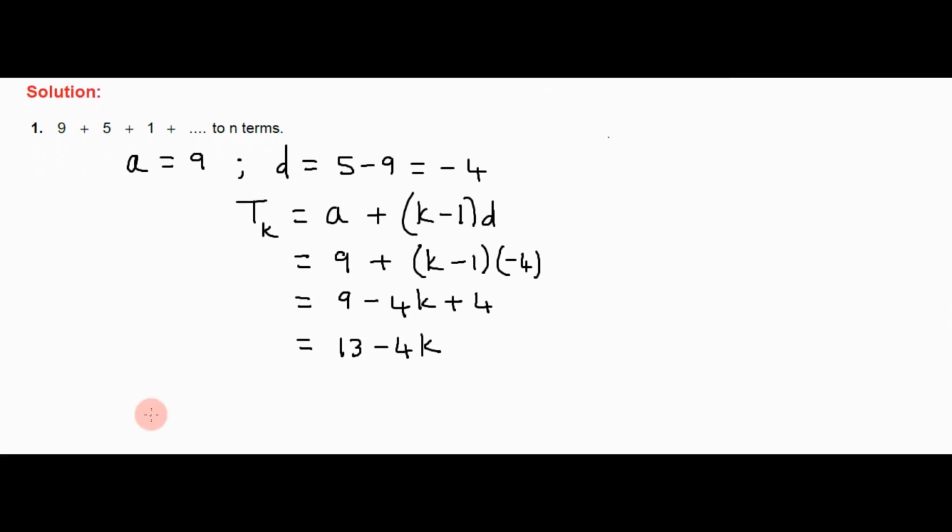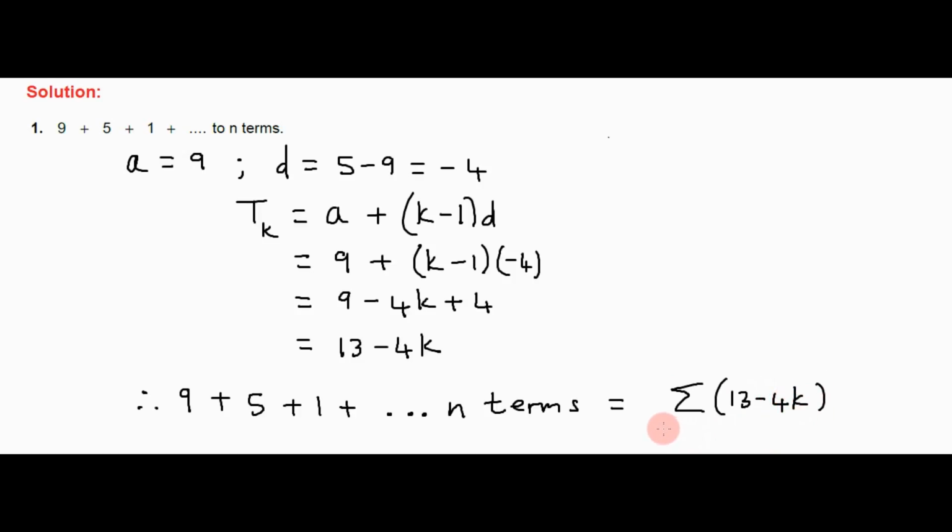Now we can answer the question. So the series 9 plus 5 plus 1 plus etc. up to n terms equals the sum of the general term 13 minus 4k, where k always goes from 1 to n, because we were told that there were n terms in the series.